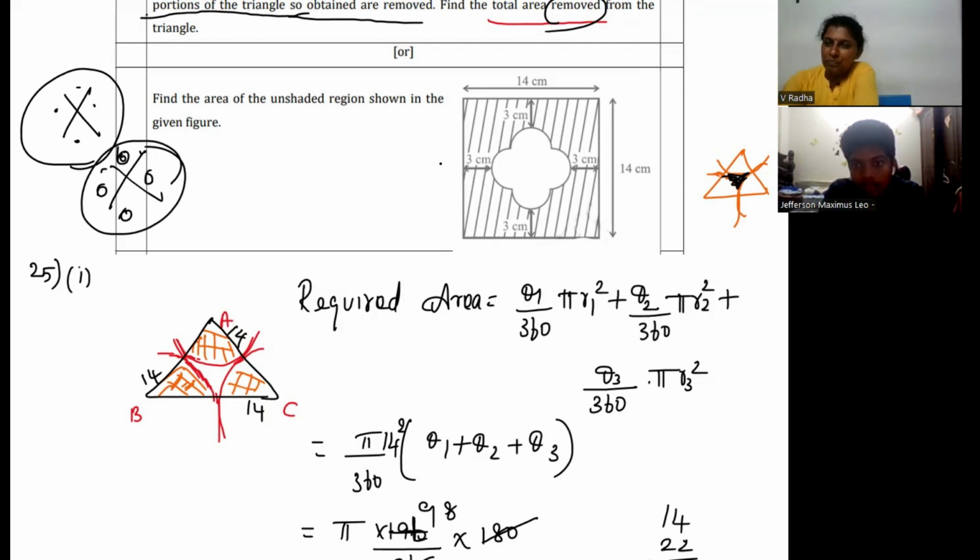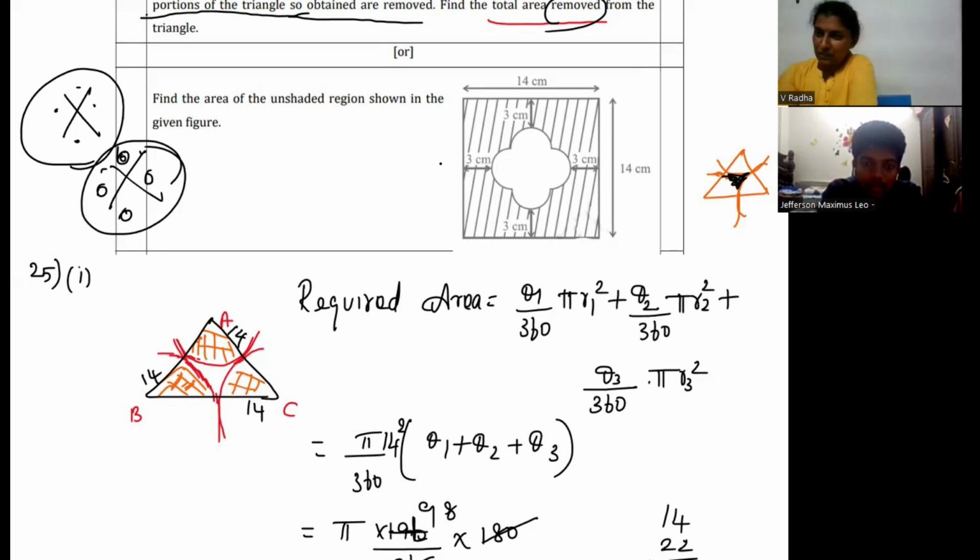Please tell. Ma'am, there are 4 semicircles. Okay, then, so will it be 2 circles? Okay, under which topic, which chapter name does this come? Ma'am, areas related to circles. It's exactly correct.